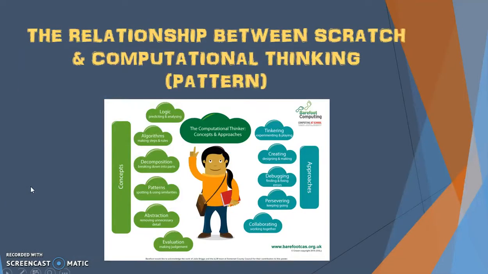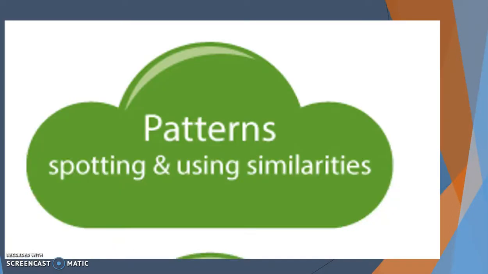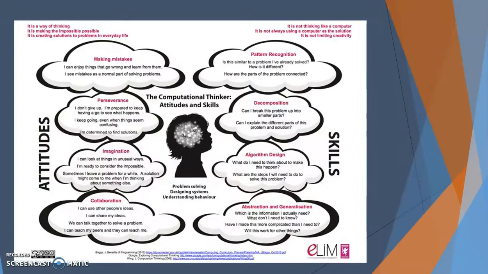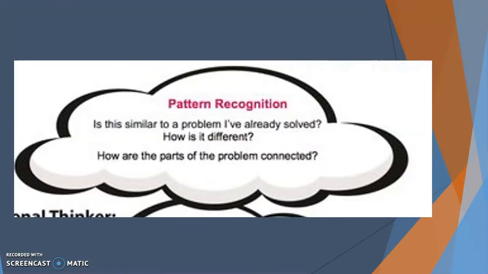Next, we will explain the relationship between Scratch and the computational thinking skill of pattern. Pattern is the process of spotting and using similarities. To know the differences between pattern recognition and other computational thinking skills, ask yourself these questions. Is this similar to a problem I've already solved? How is it different? How are the parts of the problem connected?